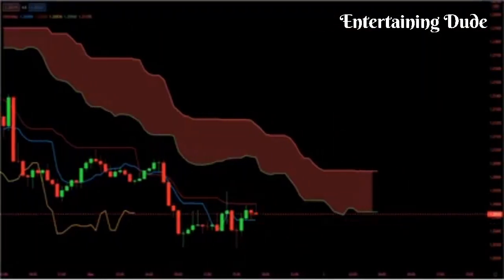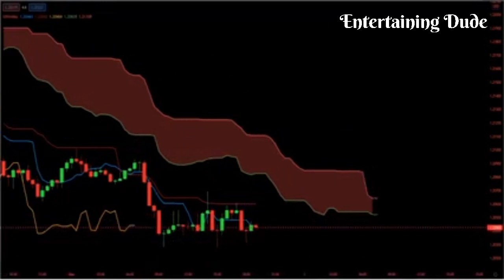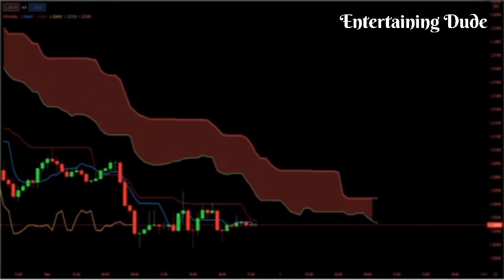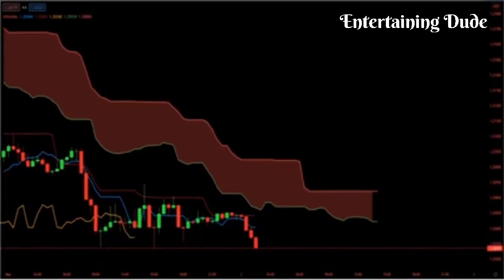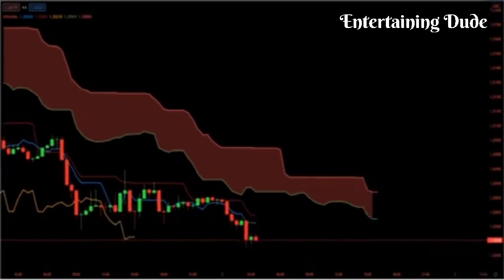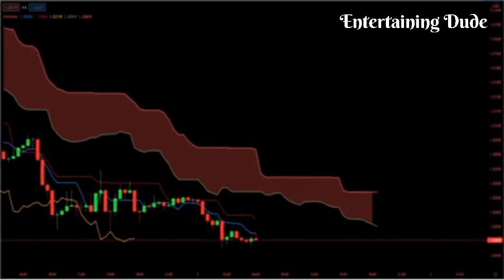The strength of the Ichimoku trading signals is assessed based on 3 factors. How far away is the price movement relative to the cloud? How far away is the Chikou span relative to the cloud? How far away is the crossover relative to the cloud?